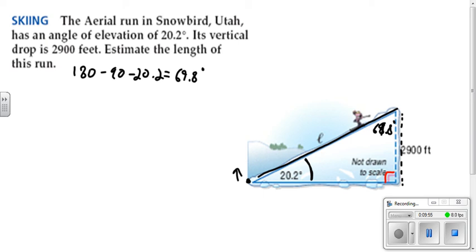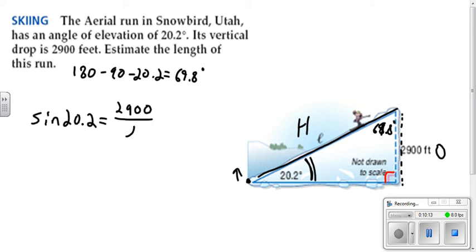So again, we know our angle here is 20.2 degrees, and we know the opposite side and we're looking for the hypotenuse, so we'd want to say that the sine of 20.2 is the opposite, 2,900, over the hypotenuse, which is that length value. Now again, solving for length, we would multiply L onto both sides and divide the sine of 20.2 from both sides. So we'd be left with L equals 2,900 over sine of 20.2.